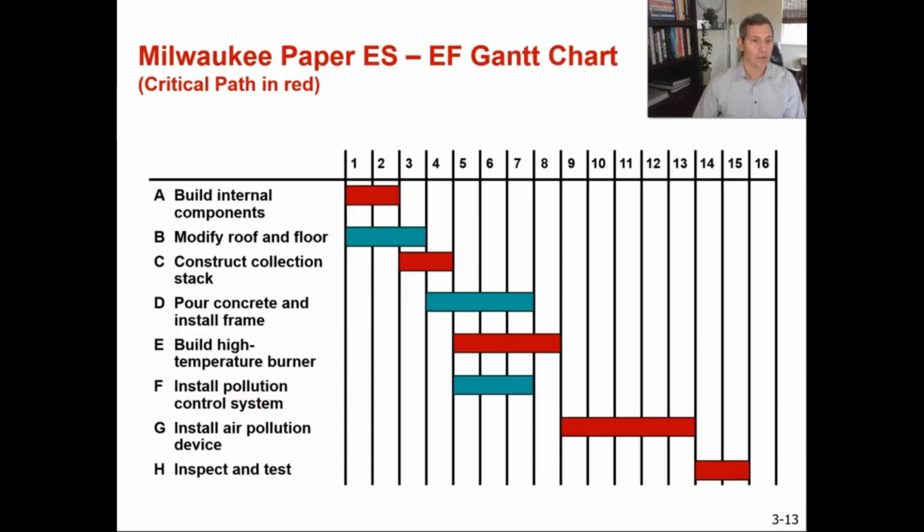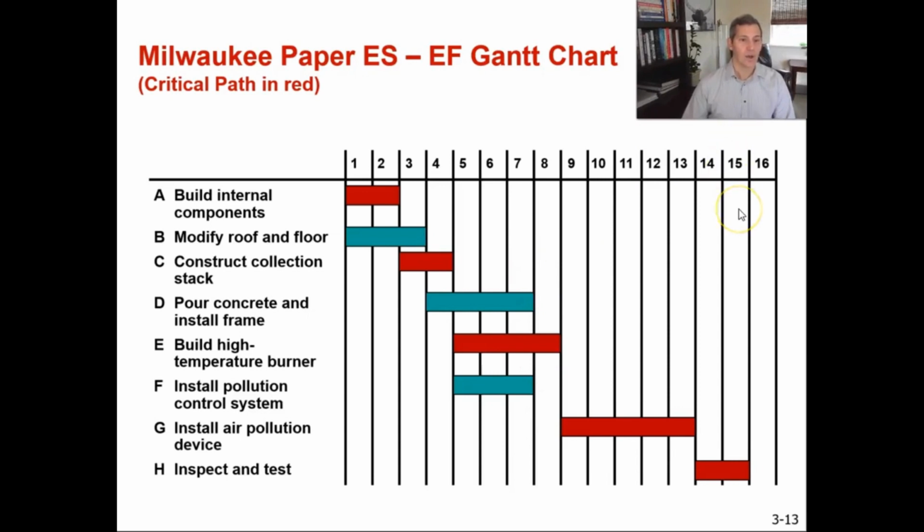All right, so here's what this looks like if we were to put it into a Gantt chart. Earlier we were talking about Gantt charts and what they look like. For Milwaukee Paper, this would be their Gantt chart. You can see that the activities in red are on the critical path, and so those are the critical activities.